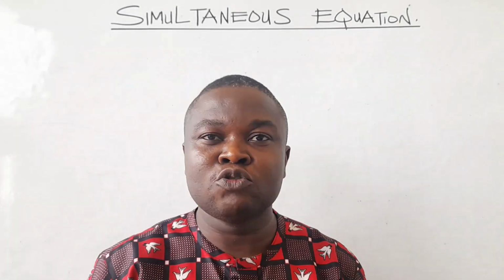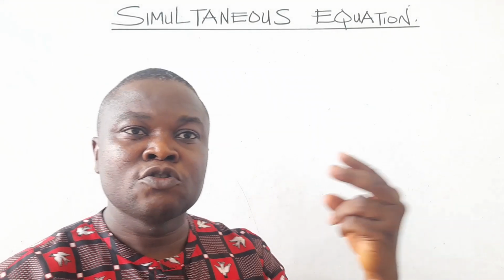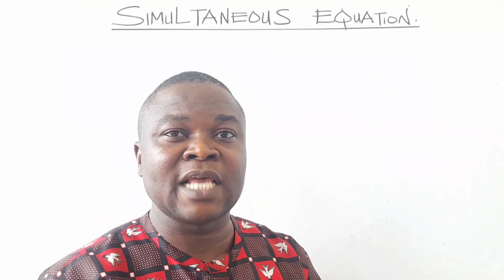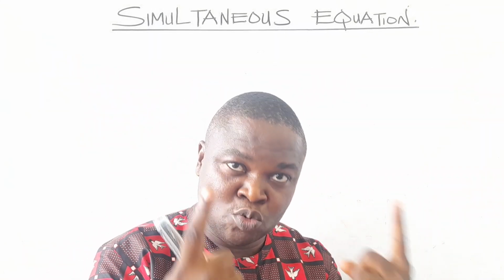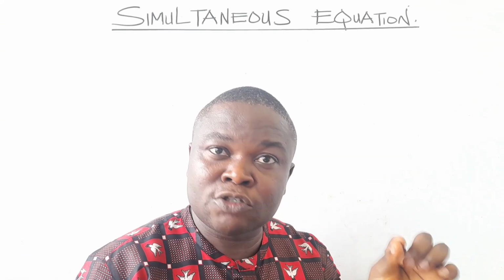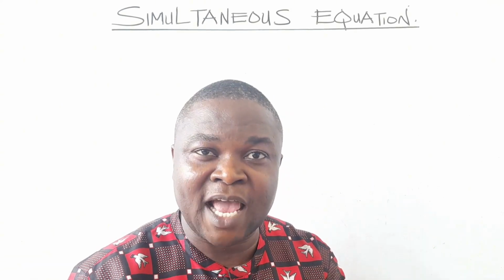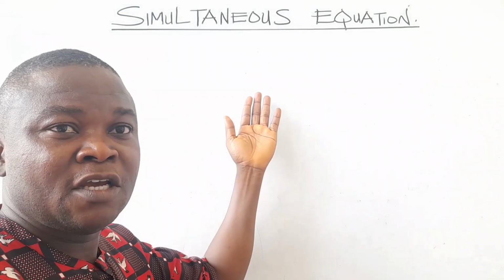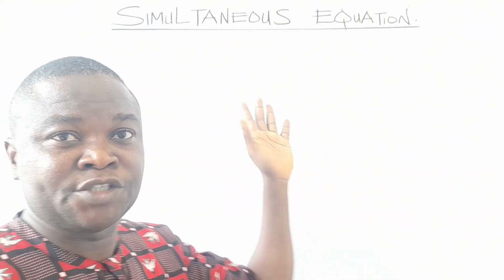To find the values of two unknowns in a problem, two different equations are given that relate these two unknowns. The two equations thus given are known as simultaneous equations.